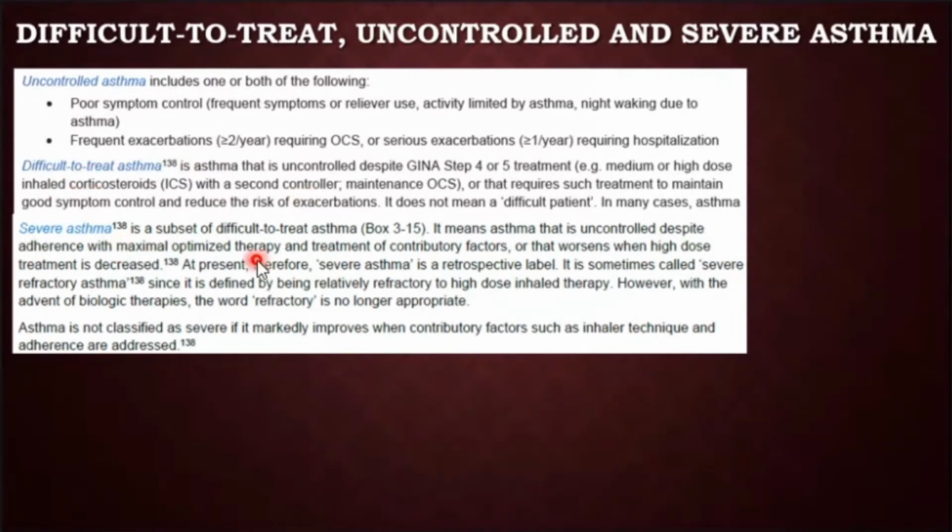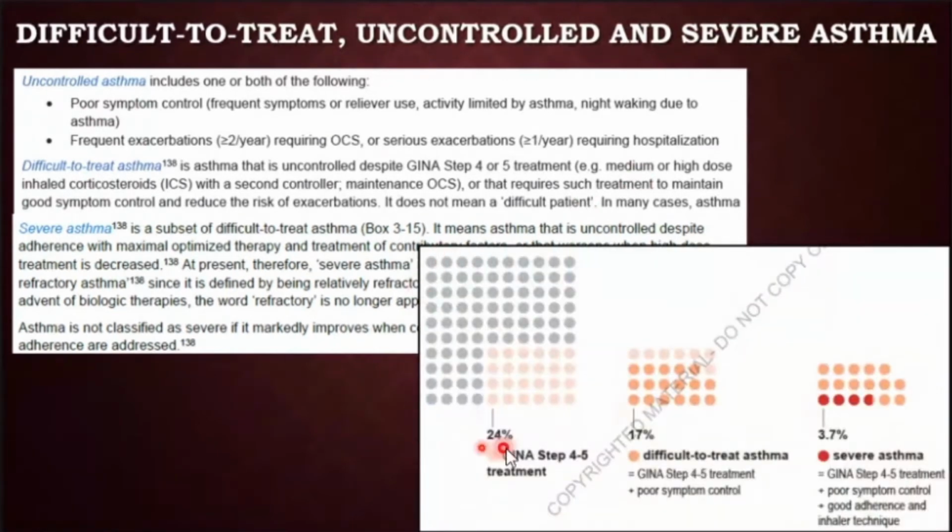Whereas a severe asthma is a further subset of difficult to treat asthma. It means asthma that is uncontrolled despite adherence with maximal optimized therapy and treatment of contributory factors, or that worsens when high dose treatment is decreased. Okay. So if we were to see from all these, supposing this is a cohort of patients, around 1/4 will be uncontrolled asthma. Of these 1/4, around 70% will be difficult to treat asthma, and among difficult to treat asthma, around 3 to 4%. That means 3 to 4% of the total of these will be severe asthma.